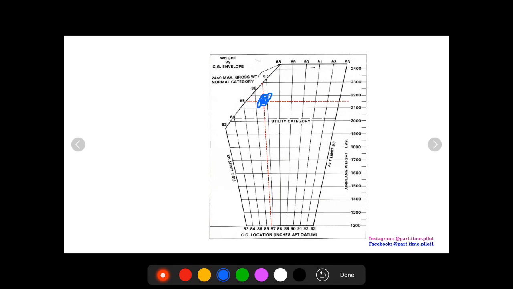But what happens if the intersection of your lines is up here and you find your CG to be out of the CG envelope and you are unsafe to fly? What do you do to get that within bounds? This is likely to come up in one of your exams. Either your instructor is going to ask or your flight examiner is going to ask you on your final check ride. So let's get started.